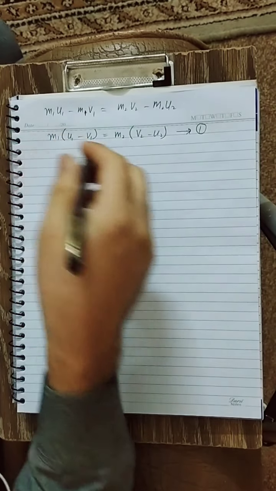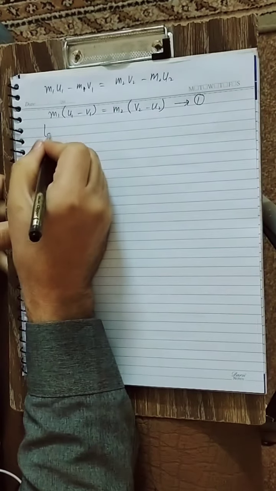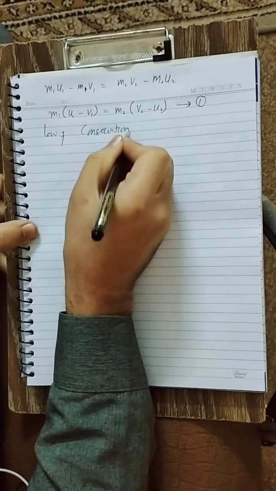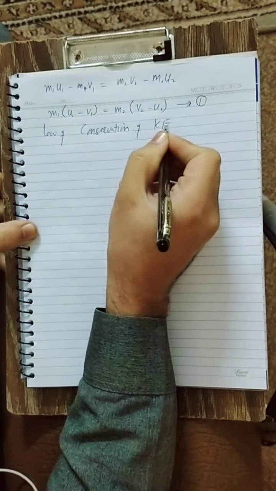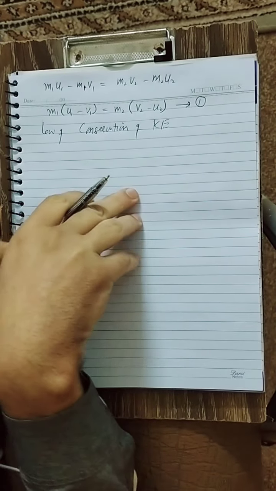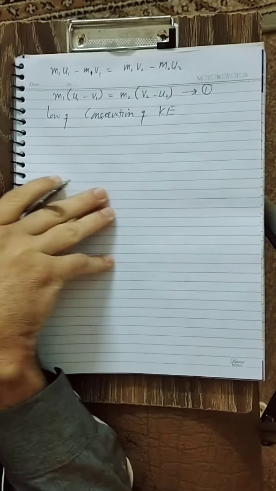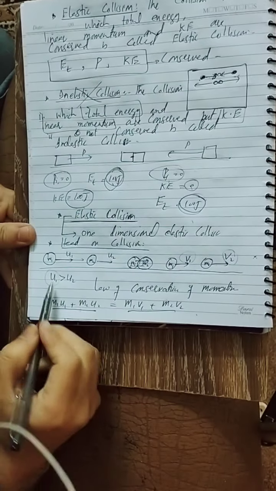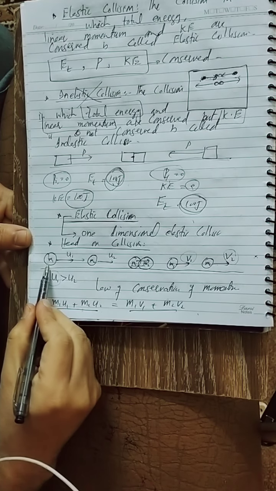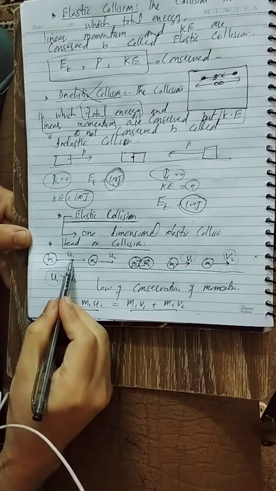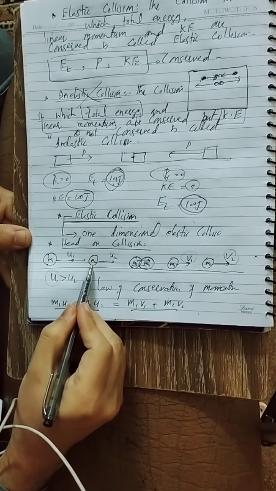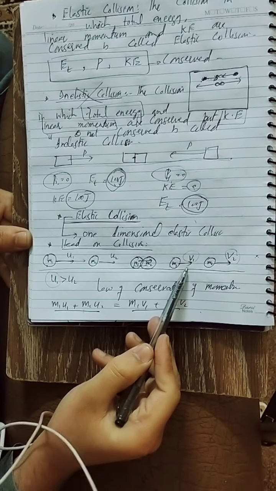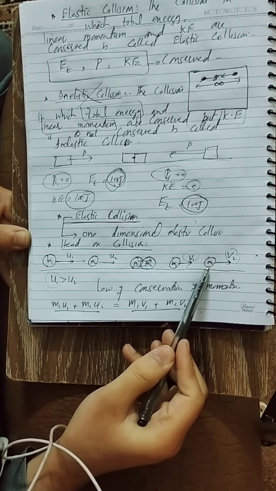Now I'm going to apply the law of conservation of kinetic energy. So look, the kinetic energy of this mass will be half m1 u1 square, and the kinetic energy of this mass is half m2 u2 square, and the kinetic energy of this mass will be half m1 v1 square. The kinetic energy of this mass will be half m2 v2 square.